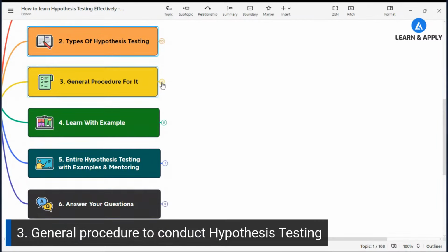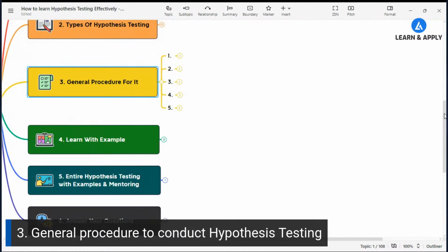You can also make a note of it. It's very important, and you will get everything in a structured and systematic manner, which you won't get anywhere else. So it's very important to understand this. There are 5 important steps.